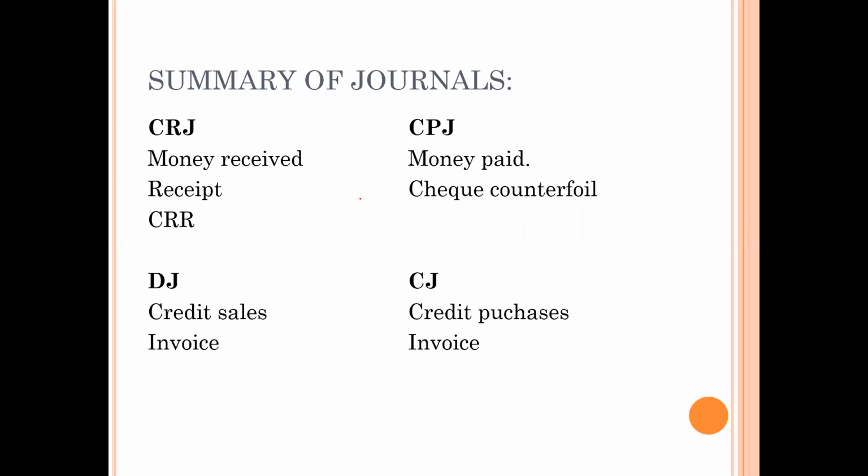Now, this year, we've added 2 more journals, the Debtors Journal and the Creditors Journal. The Debtors Journal is all about credit sales. That means you as a business is selling on credit, and an invoice is the source document. And then the other journal is the CJ, the Creditors Journal, and that is all about credit purchases. That means you as a business is purchasing things on credit, so you still need to pay for those things. And another invoice is the source document there.